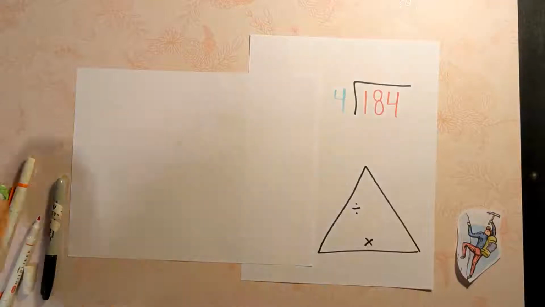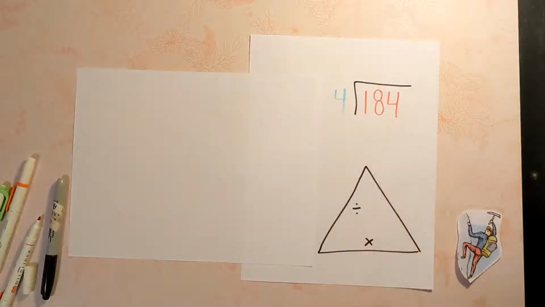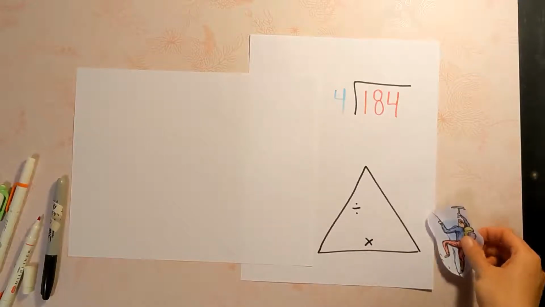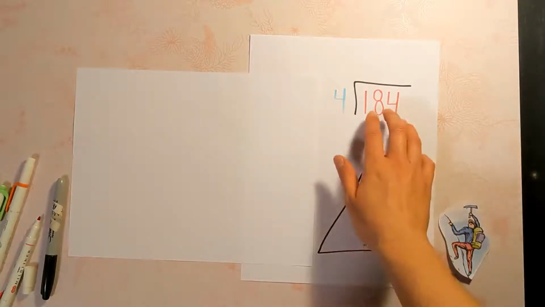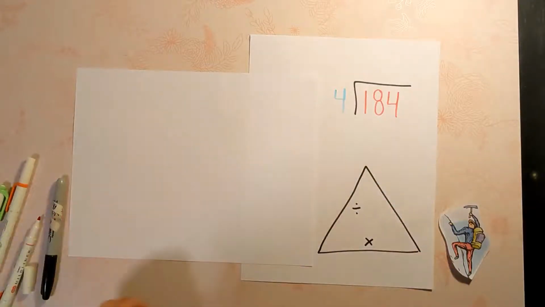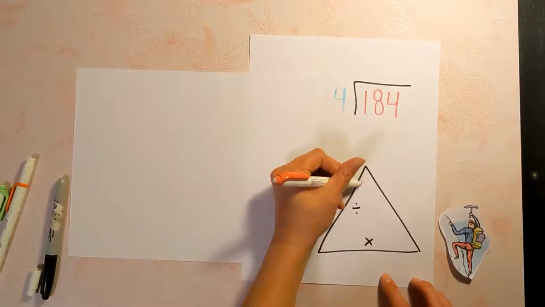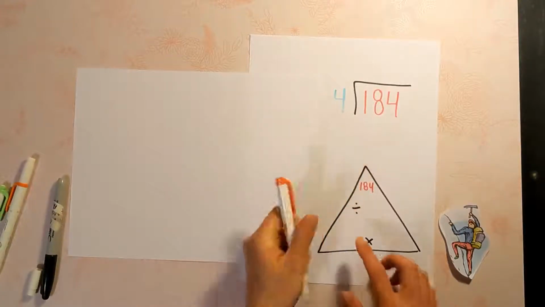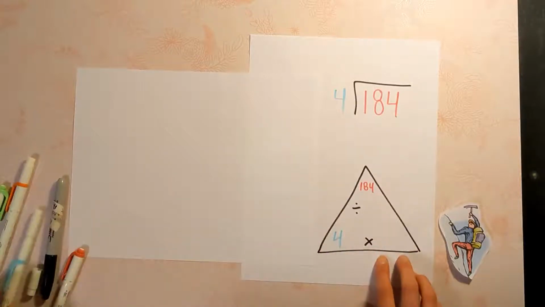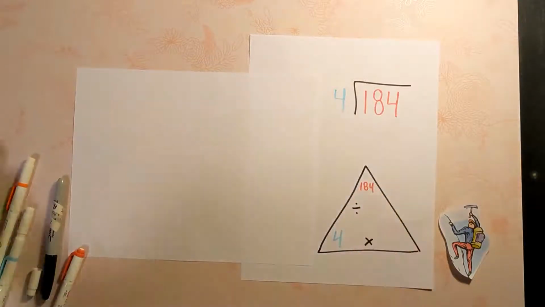Hello, we are doing 184 divided by 4 using an area model. So I have my little mountain climber here, and we are going to be chipping away or climbing up the number 184, and we're using the number 4. Here's what I mean. Always draw a fact triangle, 184 divided by 4. So in other words, we are saying 4 times what equals 184.